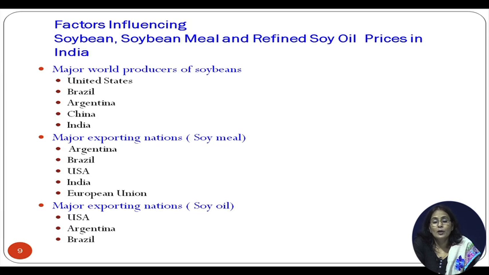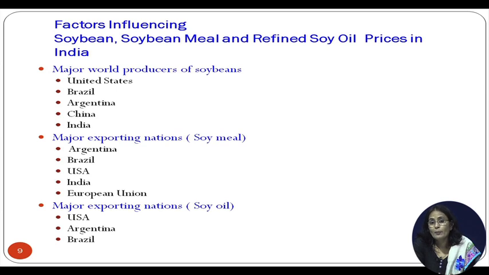One thing again I would like to highlight here is that even though India is the fifth largest producer of soya bean, it is a net importer of soya oil, because our demand for cooking oil is so high that whatever we are producing is not locally enough. We import a substantial amount of soya oil from the global market.